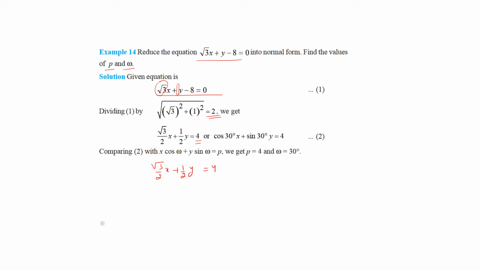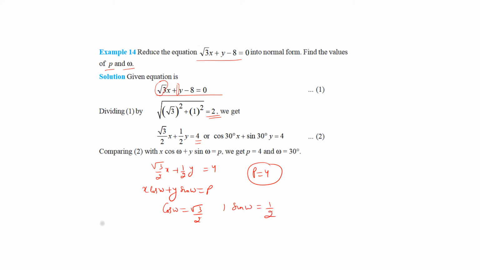Now, I will compare this equation, root 3 by 2 x plus half of y is equal to 4, with x cos omega plus y sin omega equal to p. Now, clearly, p here is 4, right? And I get cos omega as root 3 by 2 and sin omega as 1 by 2.